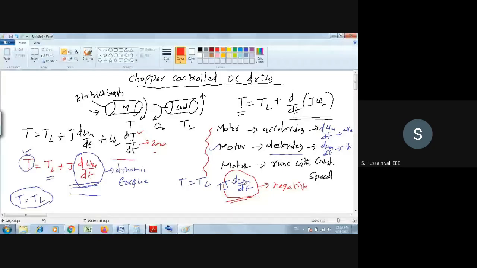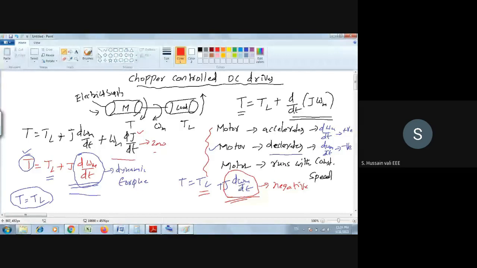Okay, that energy goes back to the motor. So this time the motor doesn't need to supply more torque to meet the load torque. It doesn't need to supply more torque because there is another part which is assisting the motor now. That is the dynamic torque. Why is it assisting? Because you are decelerating. You are decreasing the speed, so now this dynamic torque part will assist the motor to meet the load torque.